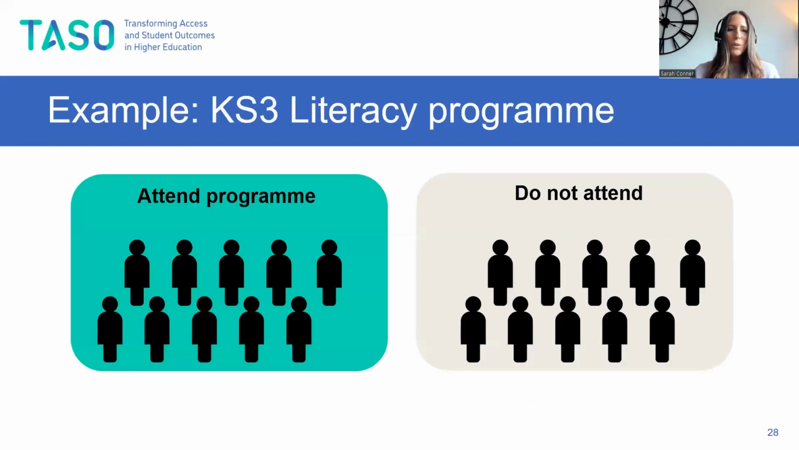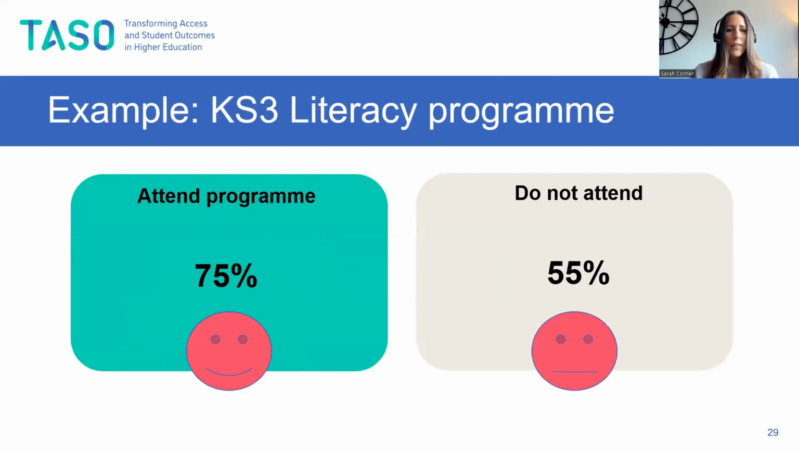So going back to our Key Stage 3 literacy program, we have a group of pupils on the left that attended the program. So they went on this 12-week tutoring program. And we have our group on the right that didn't attend the program. And then if we compare outcomes at the end, we can see that the average English test score for those that attended the program is 75%, so quite good scores. And for those that didn't attend the program, it's lower at 55%.